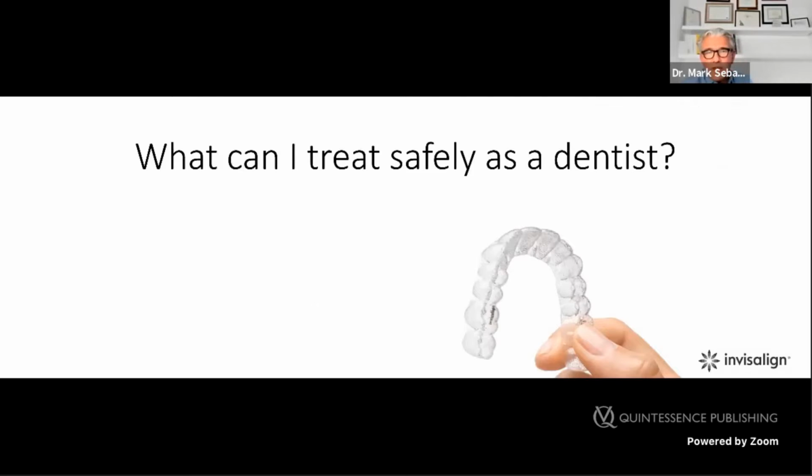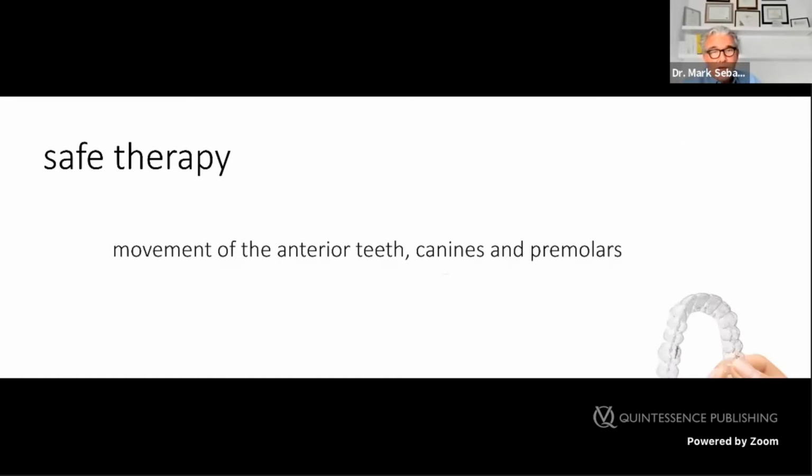So now the question is, what can we as dentists treat safely? For this question, years ago, I thought I would start by changing just the front teeth. I just want to correct the overjet and the overbite. I want to keep it simple. Maybe just the premolars, canines, and the front teeth.